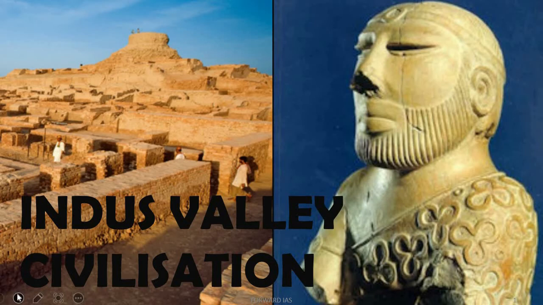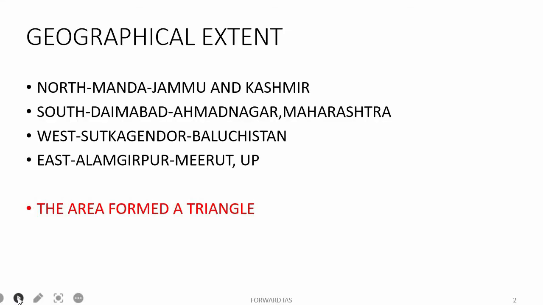Let's begin our session. The first thing we must know about the Indus Valley Civilization is the geographical extent of the civilization. The entire area of Indus Valley Civilization formed a triangular shaped land, and its northern boundary was at Manda, presently Jammu and Kashmir, and the southern extent was at Daimabad, Ahmednagar, Maharashtra. The western boundary was at Sutkagendor, and the eastern boundary was at Alamgirpur, Meerut, Uttar Pradesh.